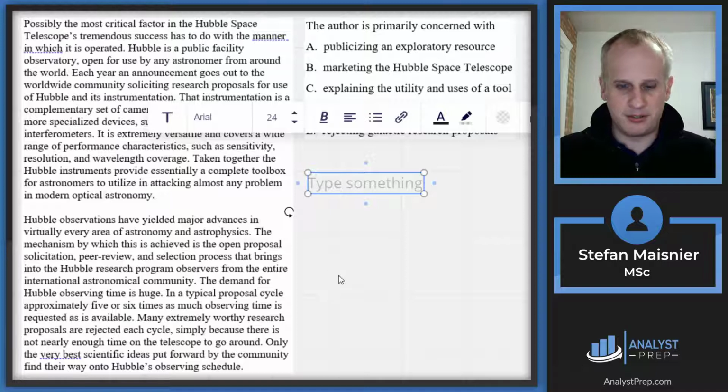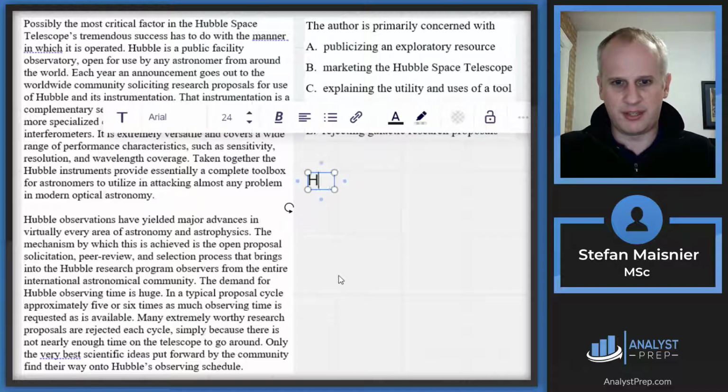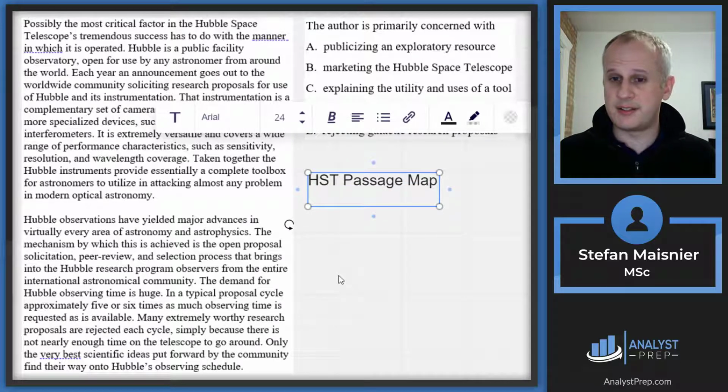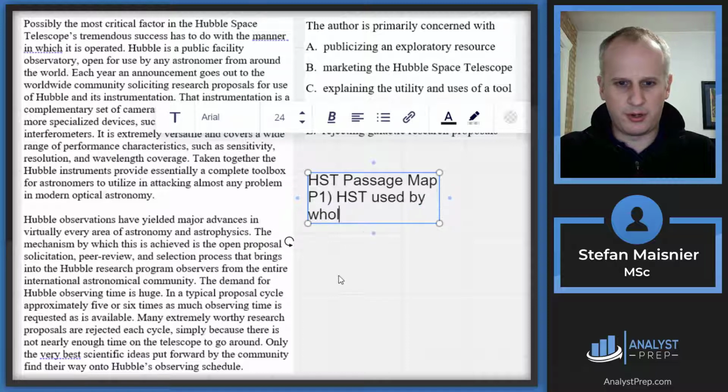So basically, if we're just summarizing this, we'll just call it the HST passage map. And remember that on the online exam, you will have the capacity of potentially using a text box, or if you're in person, obviously you'll have to handwrite it, or you can handwrite it on your scratch board on the online exam as well. So for this passage map, we can just call this paragraph 1, and we'll just say that HST, for Hubble Space Telescope, is used by the whole world and is a near total astronomy tool.